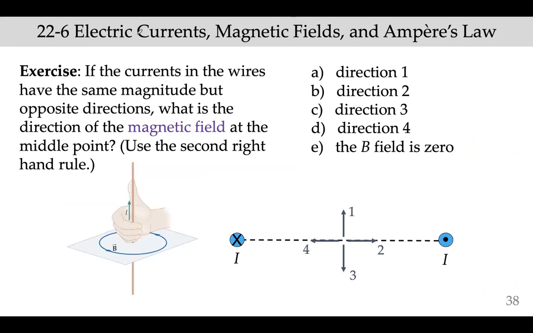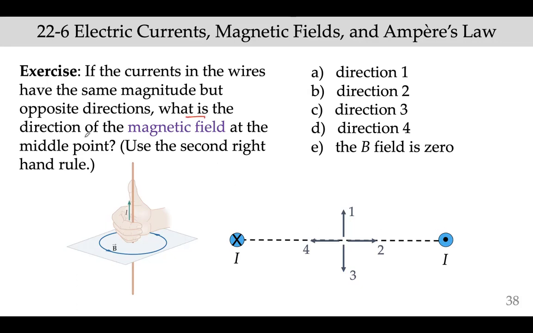Okay, here's an exercise. If the currents in the wires have the same magnitude but opposite direction. So we have two wires here. We see the cross sections of them because they are going into the screen and coming out of the screen. So this one is coming towards us. This one is into the page or screen. So we have two wires.